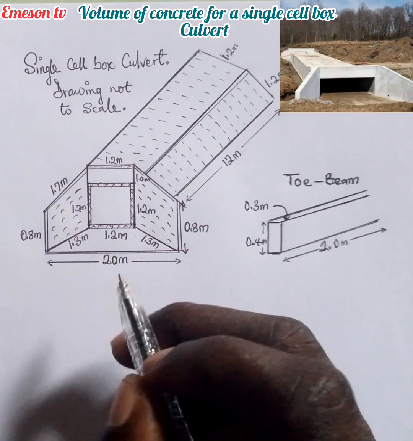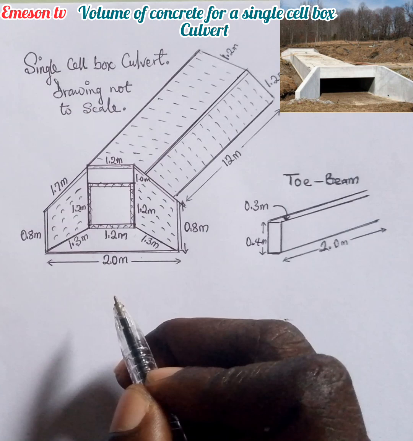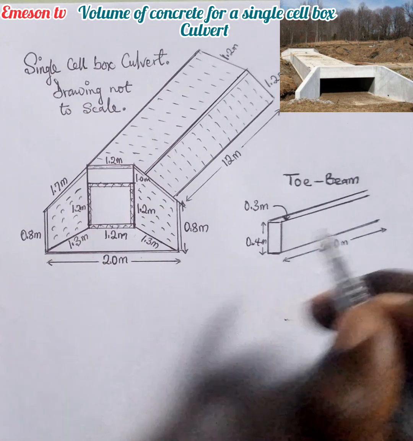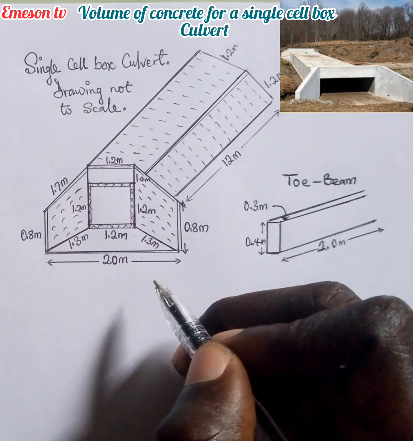Alright viewers, in this diagram we want to calculate the total volume of concrete needed to build this culvert. This is the tubing and these are the dimensions for the culvert.